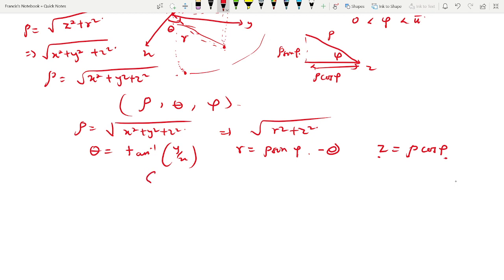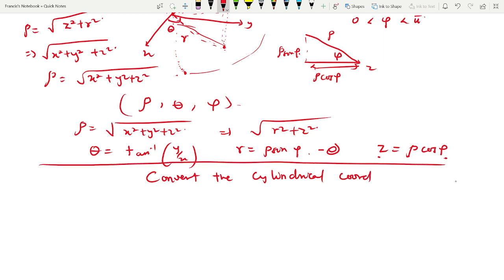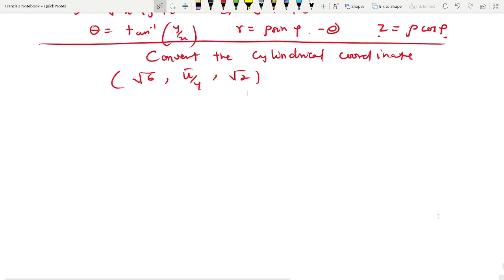So now let's take a nice short simple example here. Convert the cylindrical coordinates (square root of 6, pi on 4, square root of 2) into spherical coordinates.